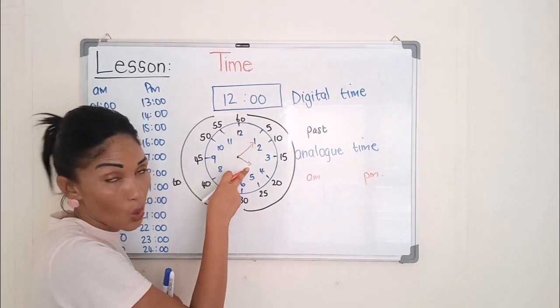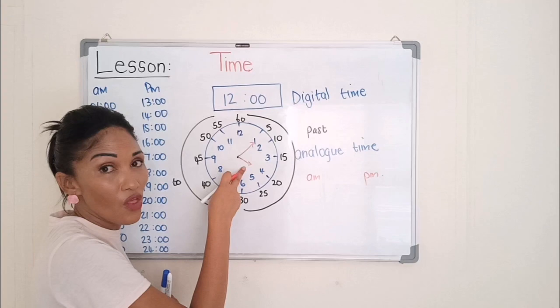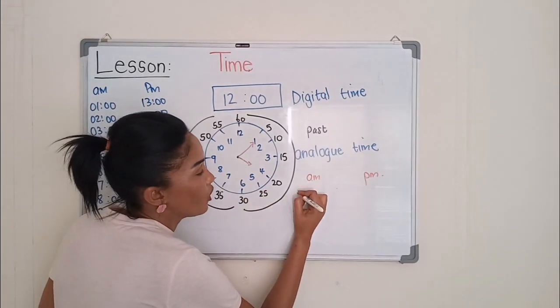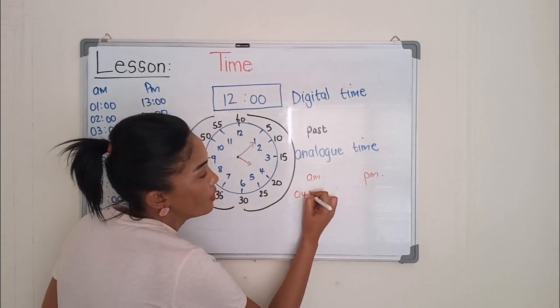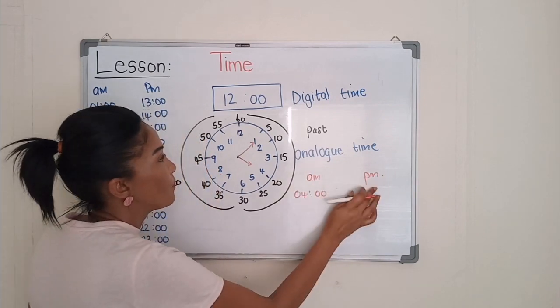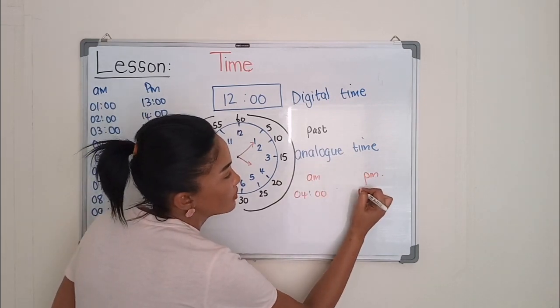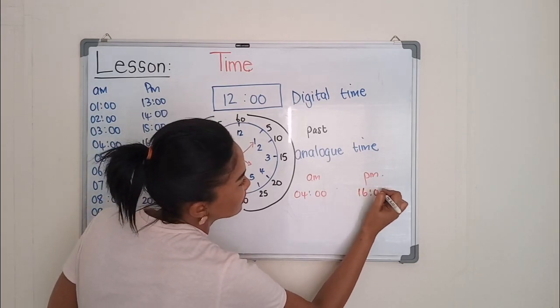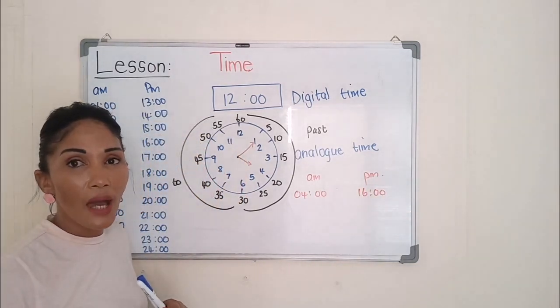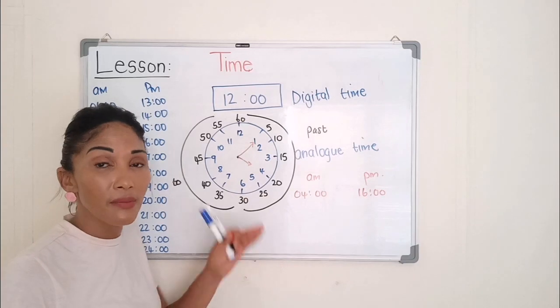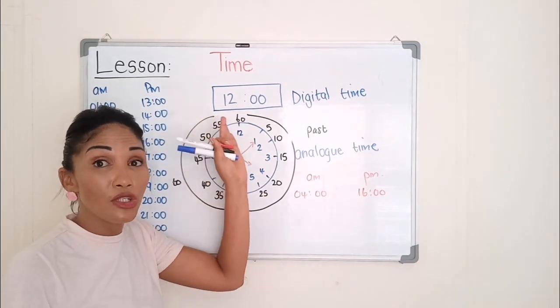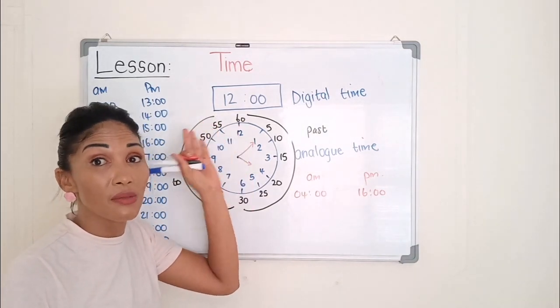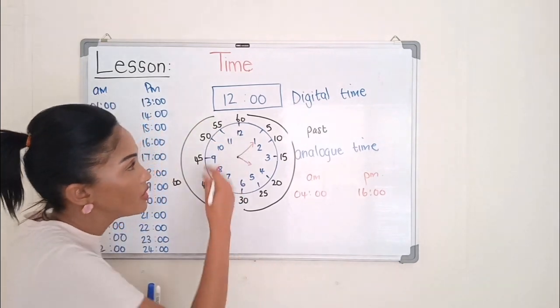So I'm going to look at my shorthand. My shorthand is on the 4. So I'm going to write for AM 04 and for PM I am going to write 16. Okay. So now I'm going to find out what is my minutes. Remember, the digital clock is used to interpret. It shows us the minutes and the hours. So now I'm going to find out what's my minutes.